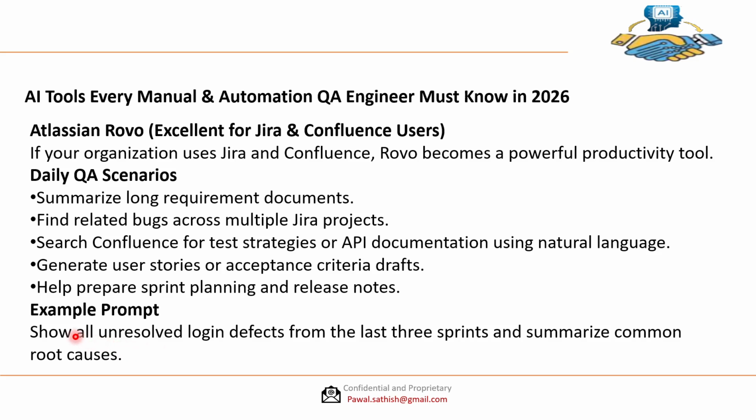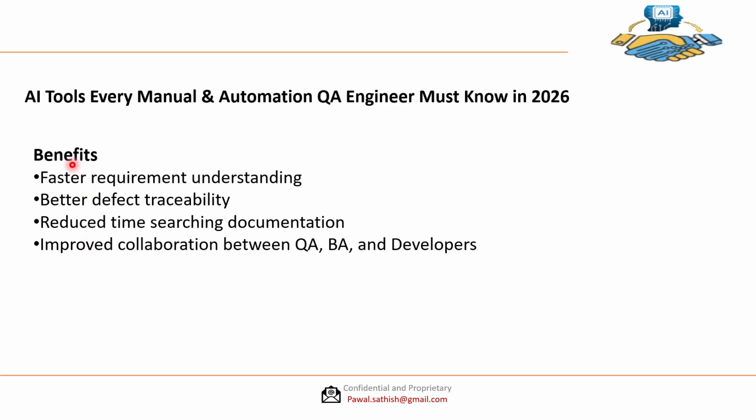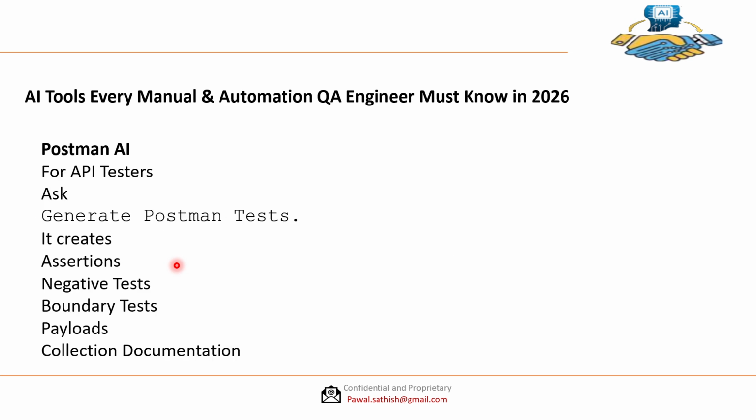Okay, so if you don't know how to give the prompt in Rovo, just revisit my earlier videos. Now, what is the benefit of using Rovo? The first benefit is faster requirement understanding and better defect traceability. It reduces the time spent searching documents, and definitely it's very useful for all the QA, business analysts, developers, and the product team.